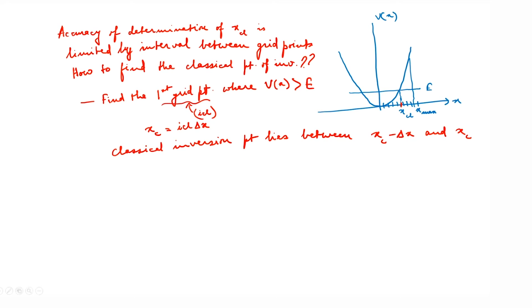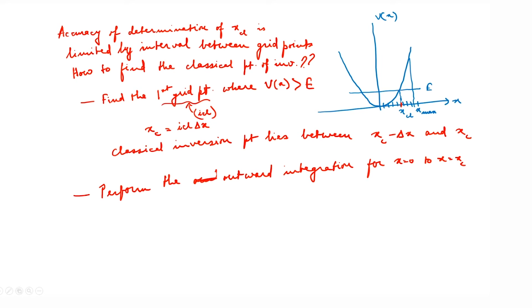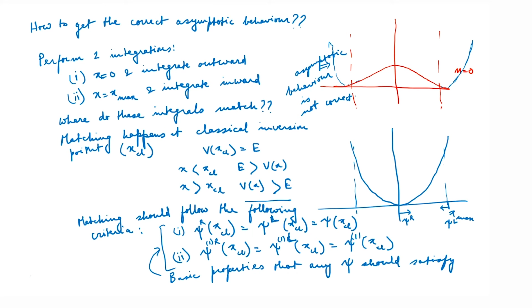Once I find this classical inversion point, the next step is to perform the outward integration from x equals 0 to x equals x c, which I am calling psi L of x, defined between 0 and x c. Just let me make sure that the nomenclature is the same. Okay, so this will be r. Let me cut it. It will be psi r and this will be psi L. The outward is psi L and the inward is psi r.